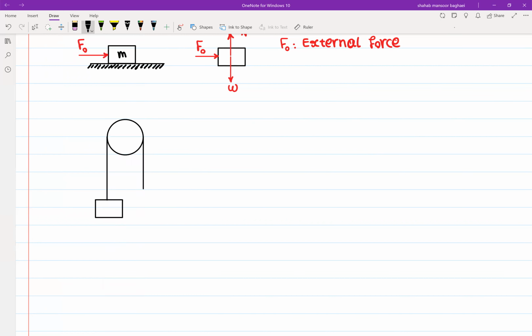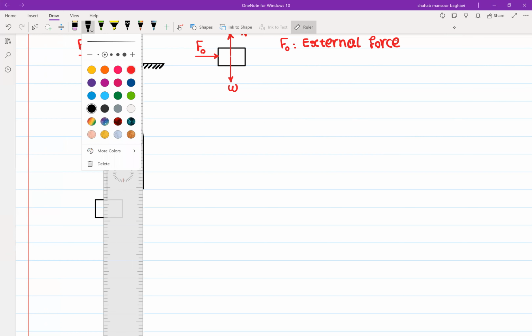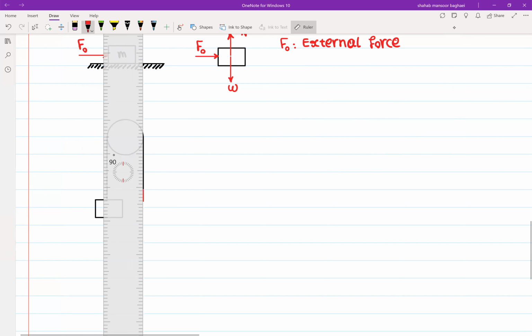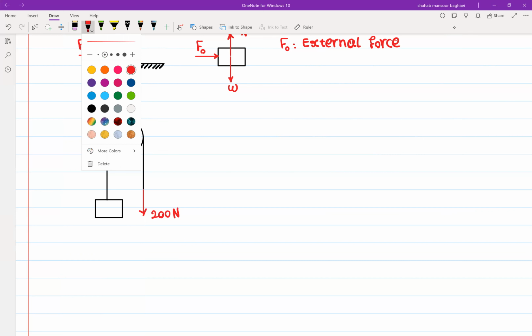I want to pull it downward. Imagine this is my force on the right. An example, I don't know, 200 newtons, for example. But it's not important. I want to focus on the left side. This one is important, and this is my point.